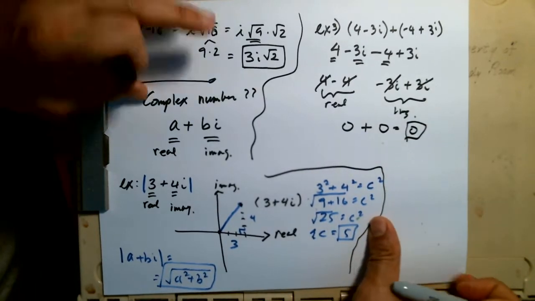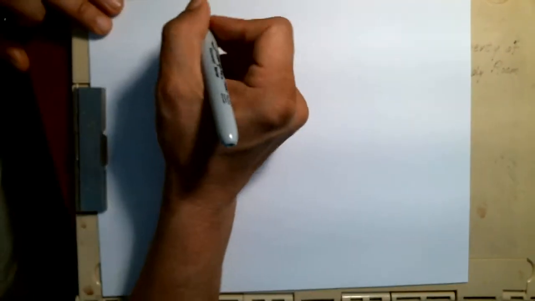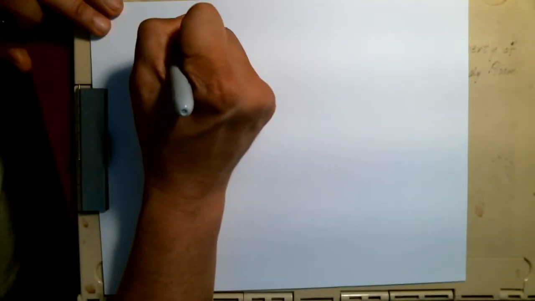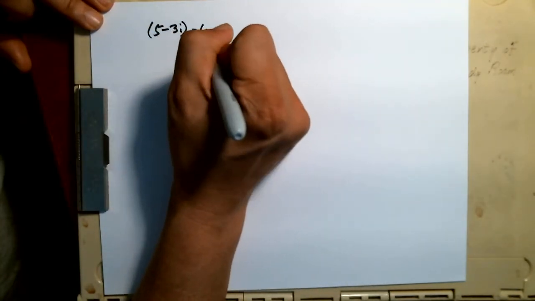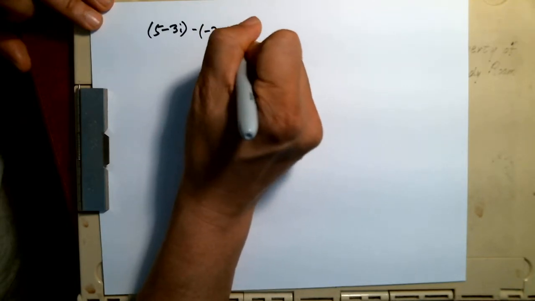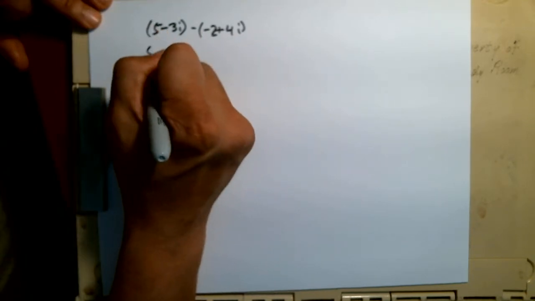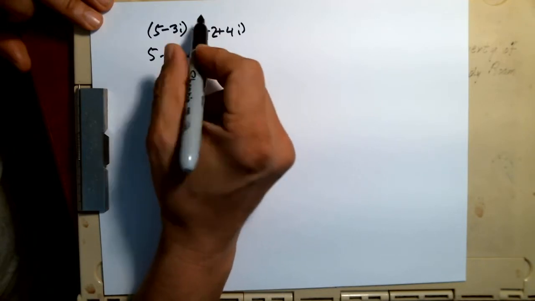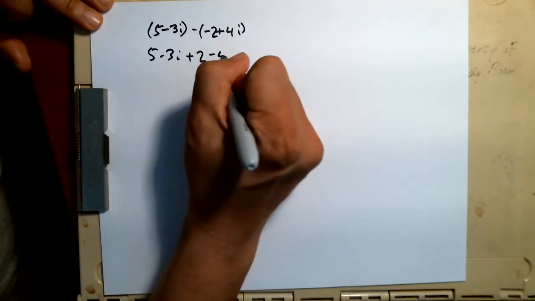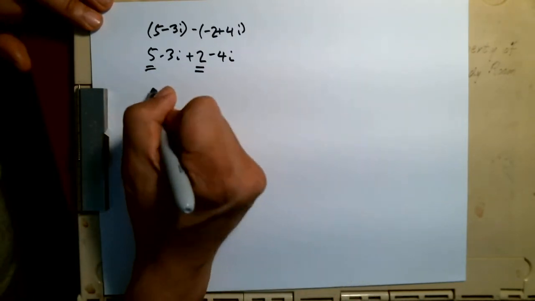Let's try another one. Example number, part B of this problem. 5 minus 3i, and then minus negative 2 plus 4i. You don't need the parentheses here since there's a positive right there. Distribute the negative, you get plus 2. Distribute the negative, you get minus 4i. The real component is here. 5 plus 2 is 7.